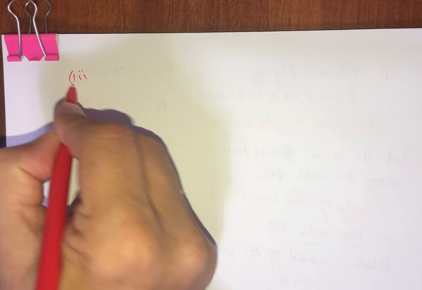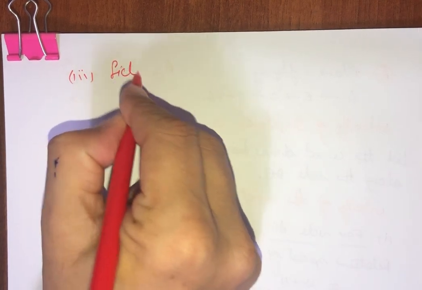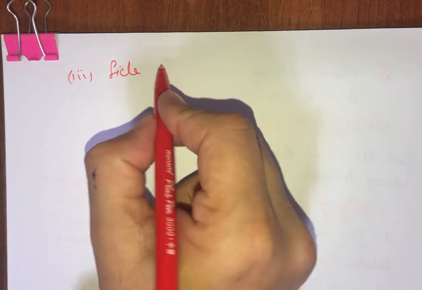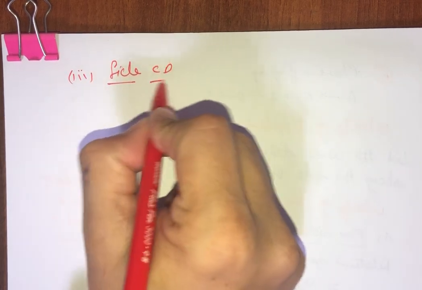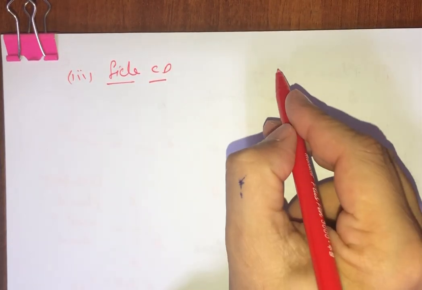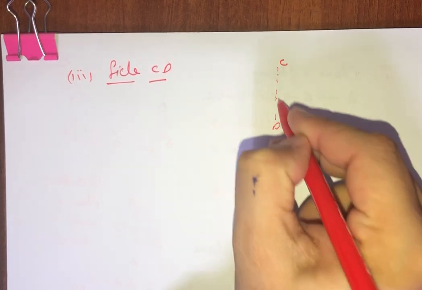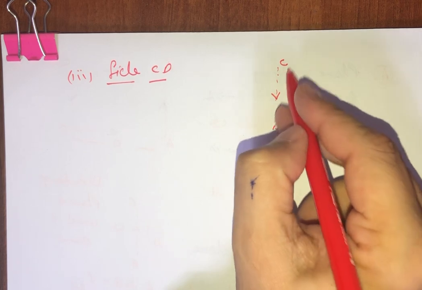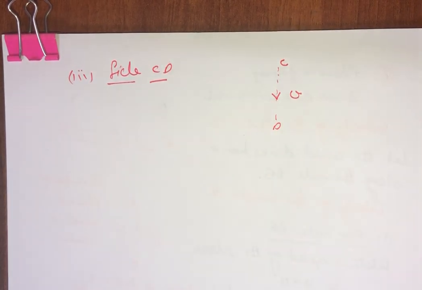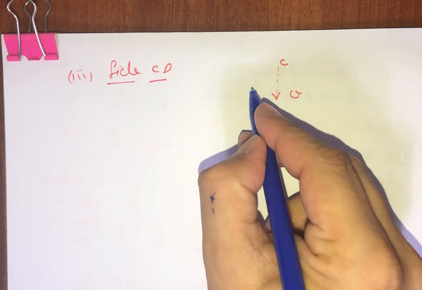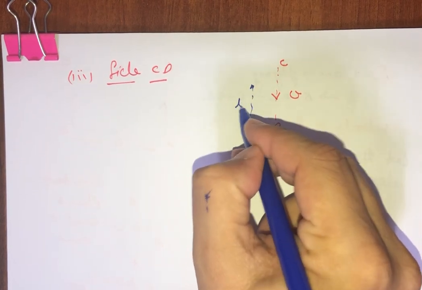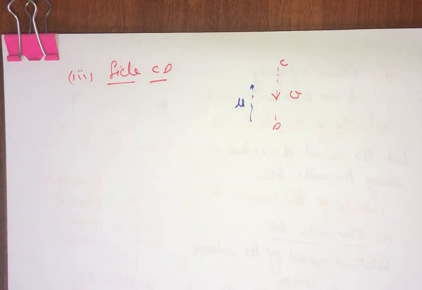For the third case, side CD. For side CD, now the plane will be flying along this direction. This is point C, this is D. This will be the velocity of the plane, and the wind will be flowing in this direction, that is u, in the opposite direction.